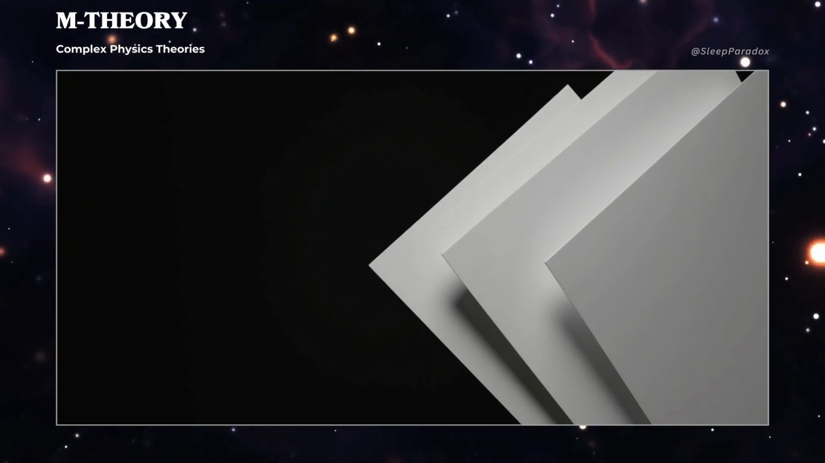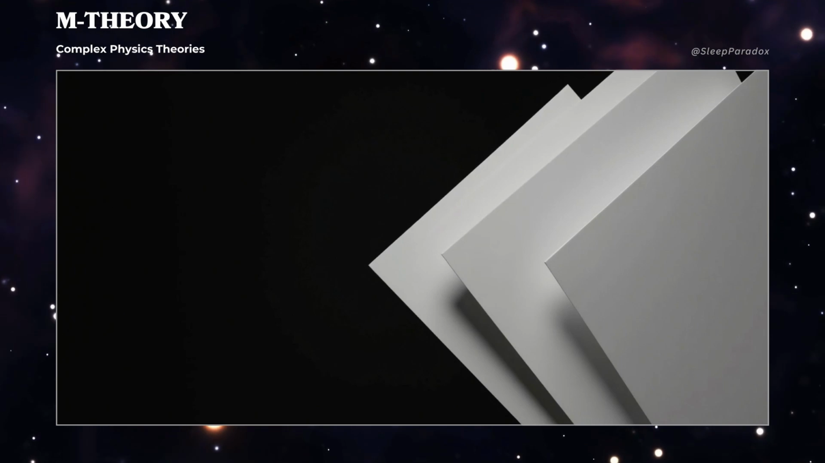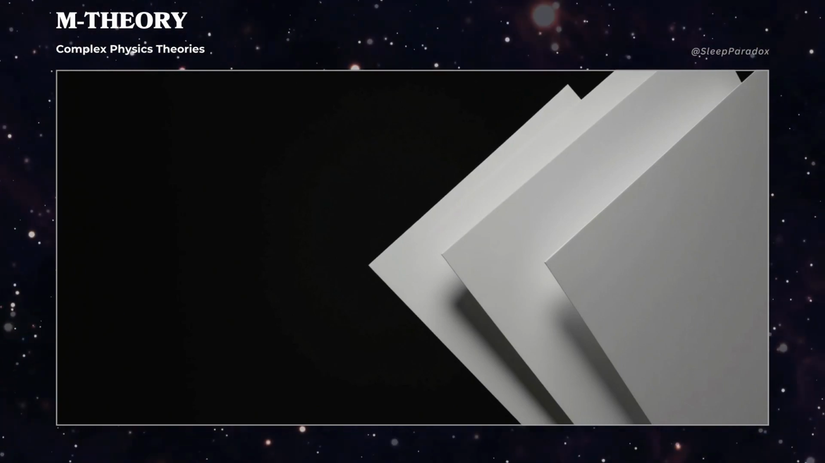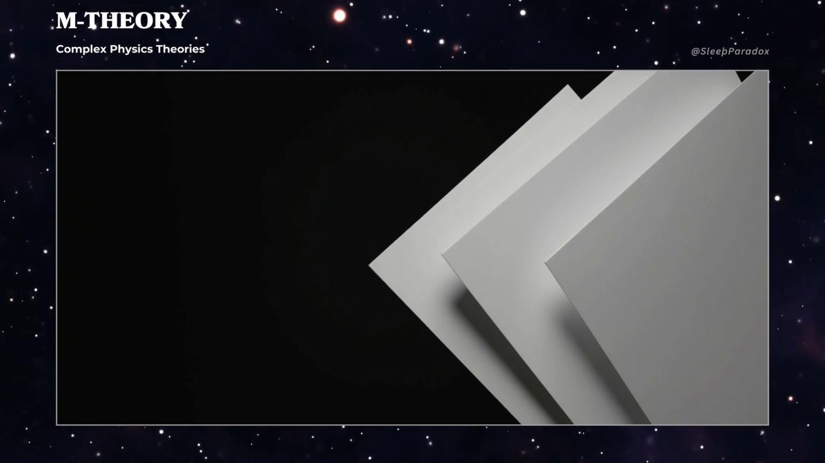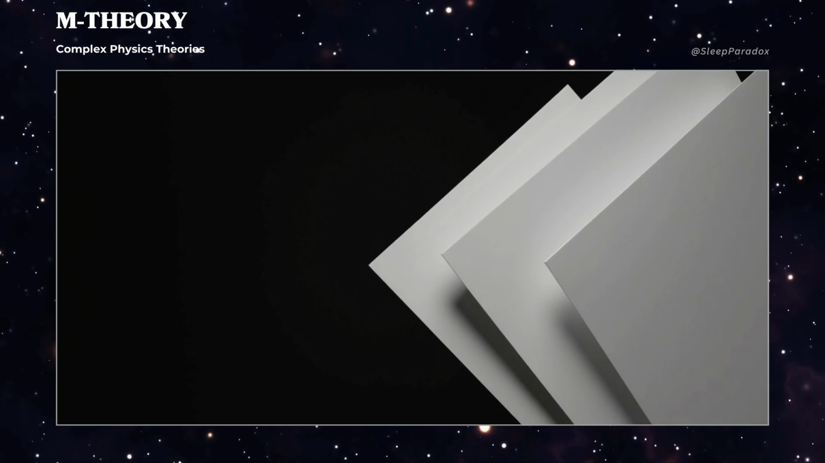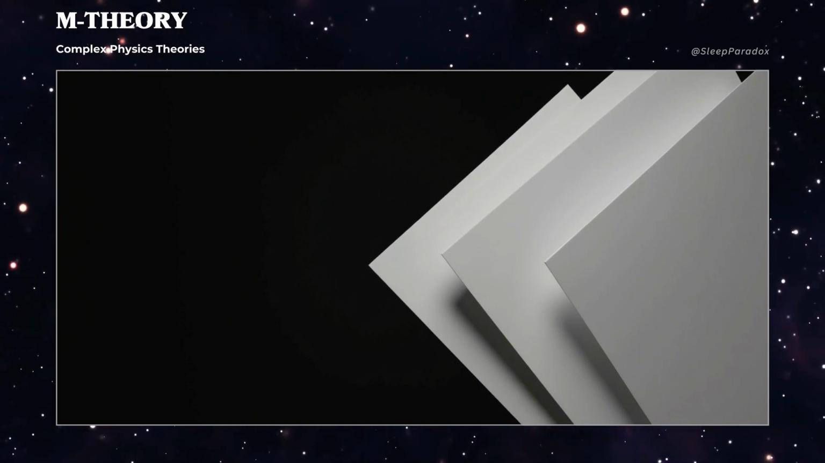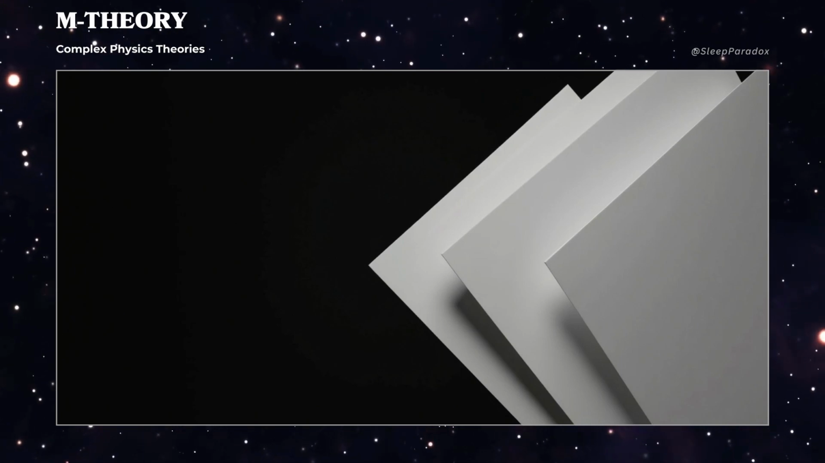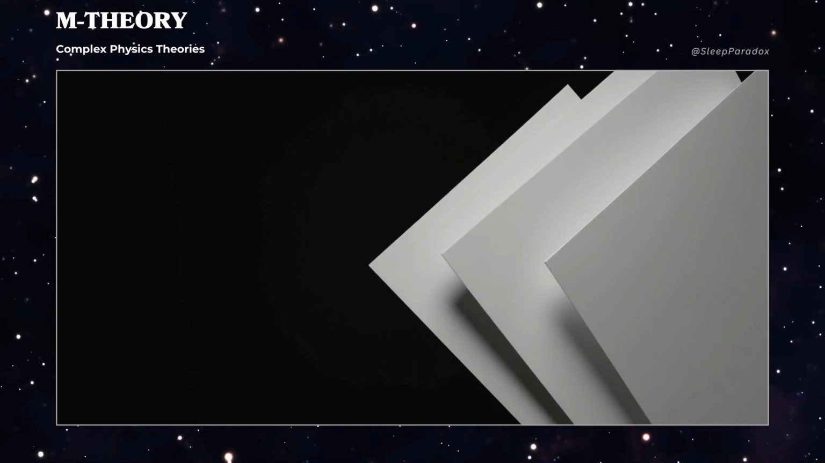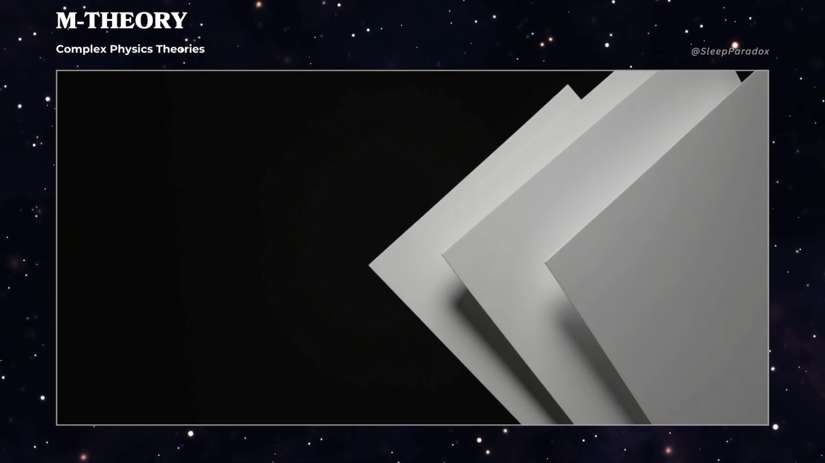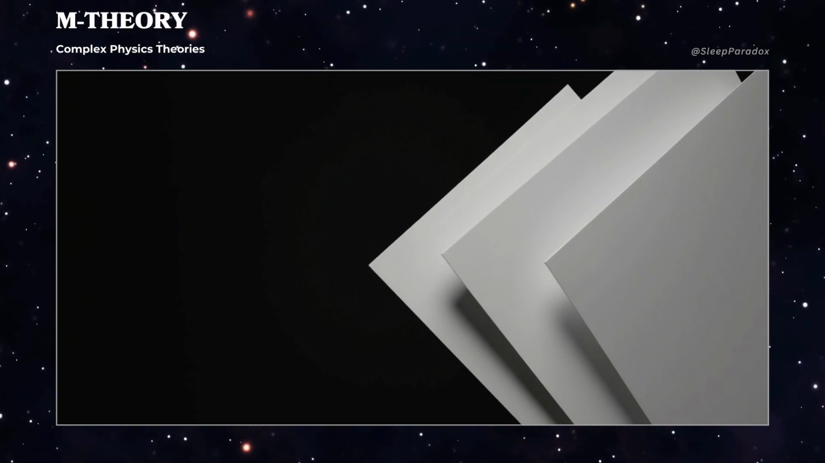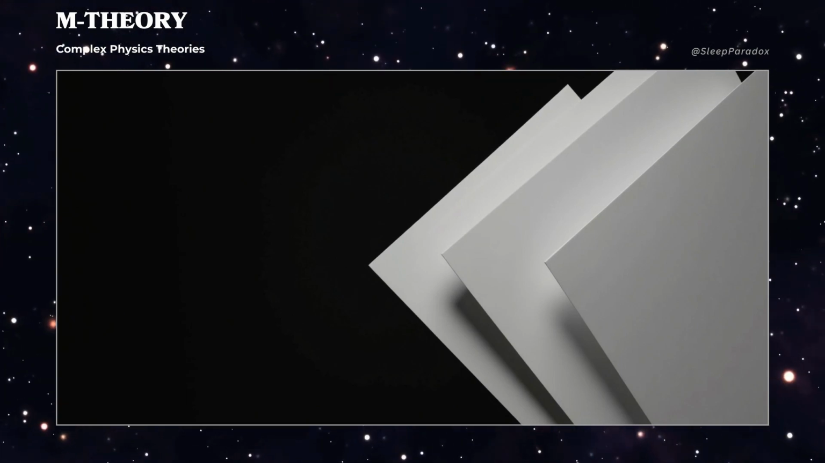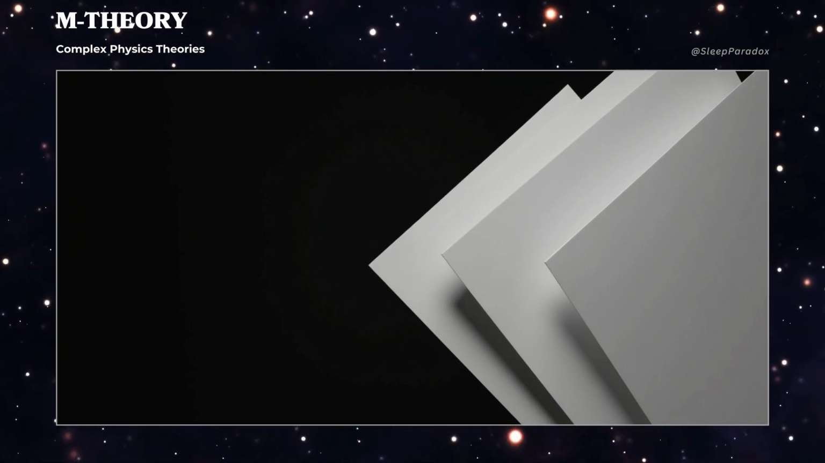One area where M theory has had influence is in the study of black holes. Using tools from M theory, physicists have been able to count the microscopic configurations that make up certain kinds of black holes and recover their entropy, the measure of disorder, exactly as predicted by general relativity. This is one of the rare places where a quantum theory of gravity has matched classical predictions perfectly.